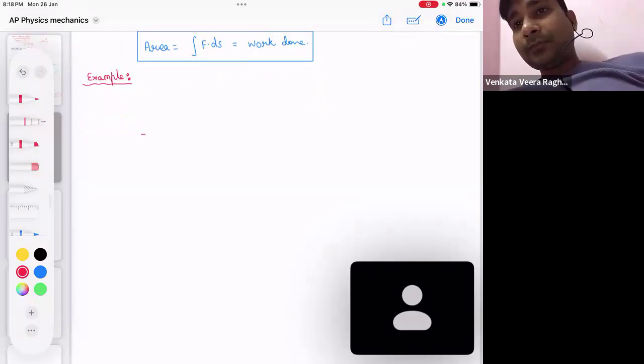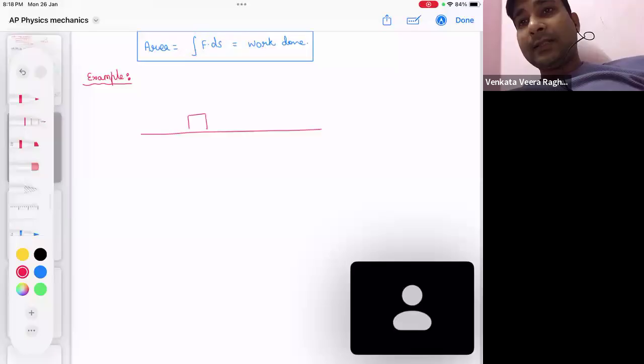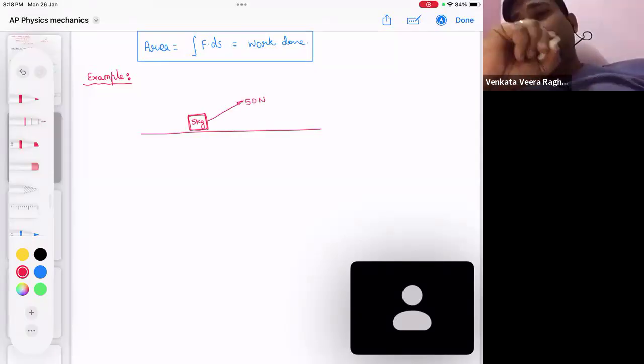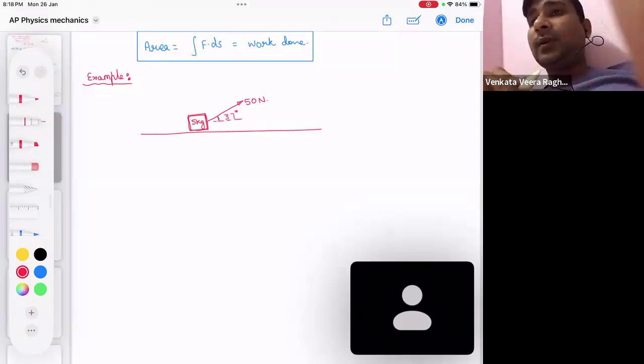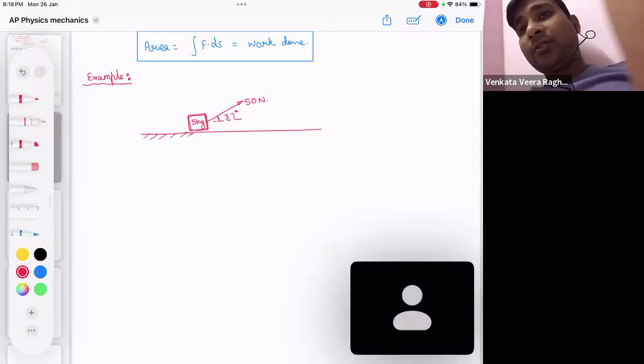A question is given to us like this. A block of 5 kg is kept on a horizontal surface and we are applying a 50 Newton force here. The angle of application of the force with the horizontal is 37 degrees. It's not leaving the contact. This object is always on the horizontal ground and it does not leave the contact.